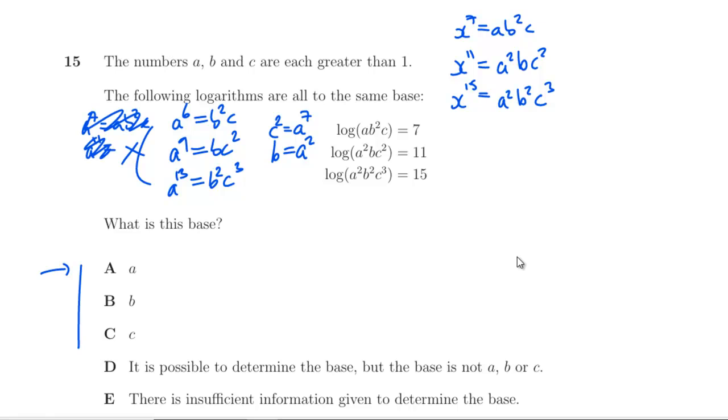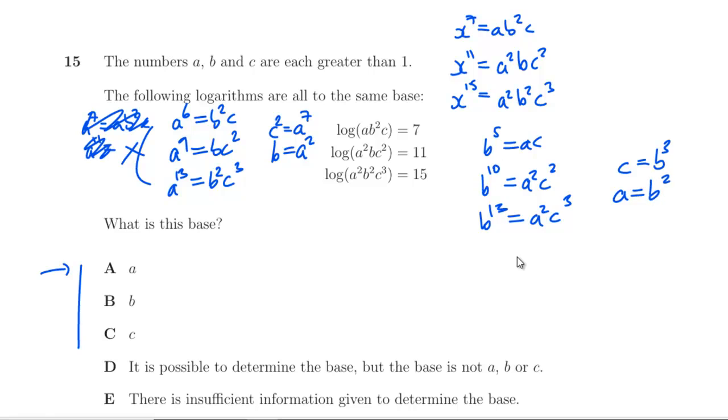What if we had it with b's? You'd have b to the 5 is a times c. B to the 10, a squared c squared, that looks promising. B to the 13 is a squared c cubed. So that would be that c is b cubed from the bottom two. And that means that a would be b squared from the top one. So we'd have, yeah, top one would work. This one would be fine. And that one would be fine as well. Oh, right, okay, so it comes out of B.